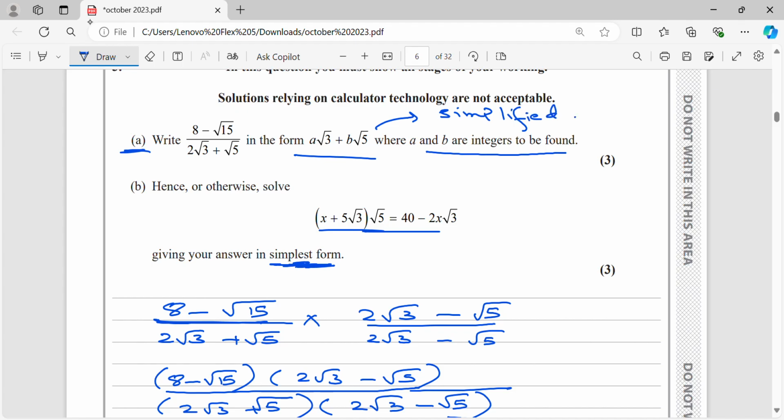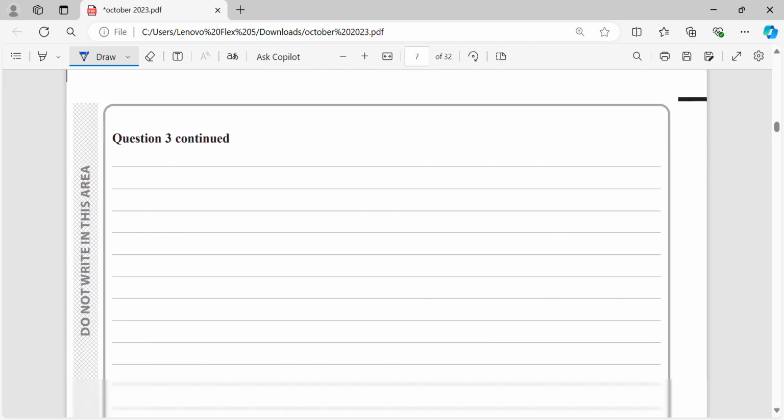Right. Okay, let's look at the B part. In the B part, it says x plus 5 root 3 times root 5 equals 40 minus 2x root 3. Okay, let's copy the question below.